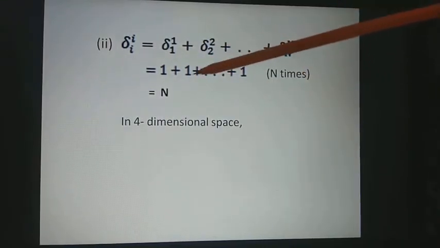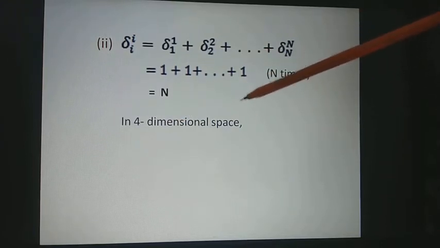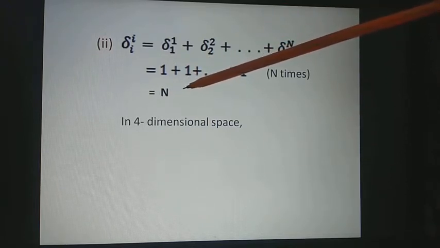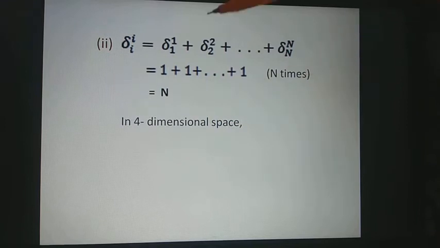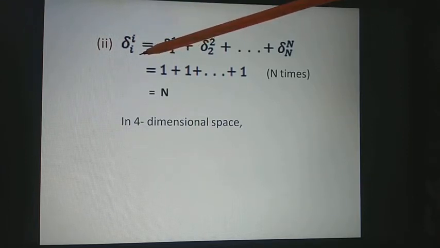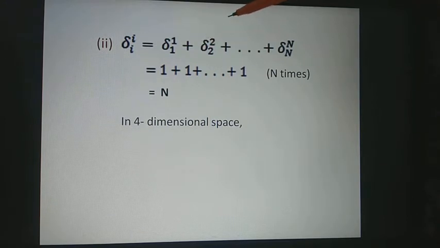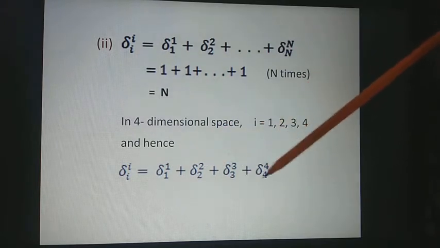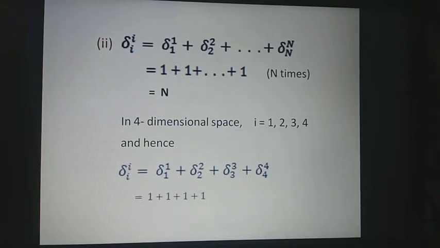Before that, in particular, if we consider the dimension of the space as 4, whereas this result was obtained in n dimensional space: if the dimension of the space is 4, then i assumes the values 1, 2, 3, 4, and therefore this delta ii will become delta 11 plus delta 22 plus delta 33 plus delta 44. This is 1, this is 1, this is 1, this is 1. So it is 1 plus 1 plus 1 plus 1, that is equal to 4.